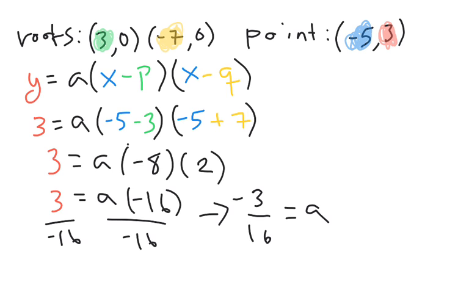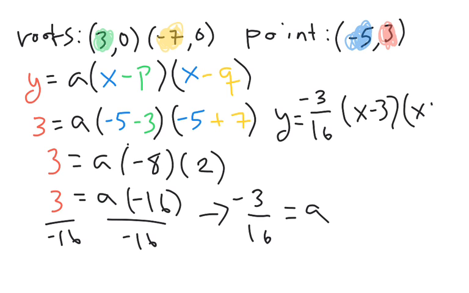And now I'm going to replace my A here. And just like the last equation, I need to keep my y, this x and this x, but I'm going to replace my p, my q, and my a. So let's write out our final answer. It's going to be y equals -3 over 16 times x minus 3, x plus 7. We did it!